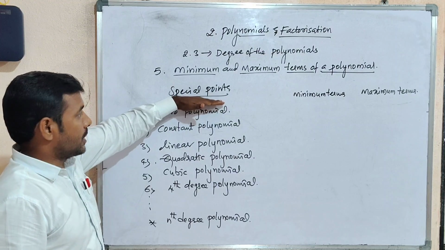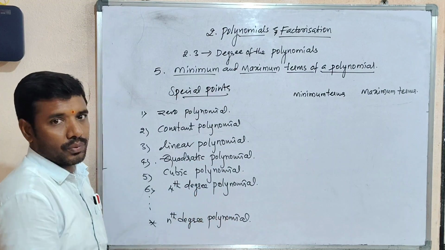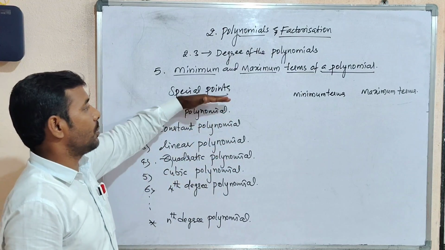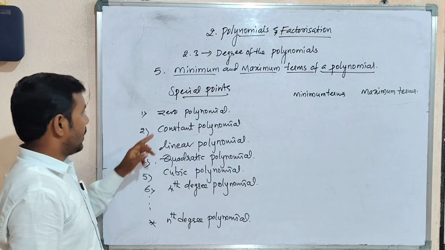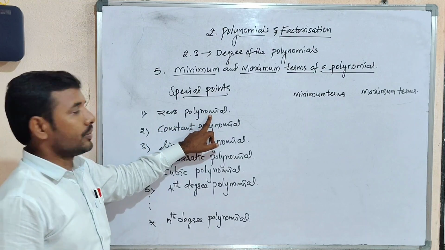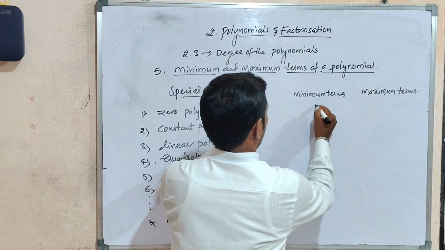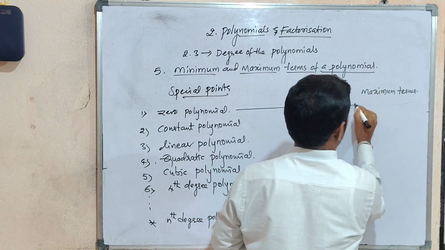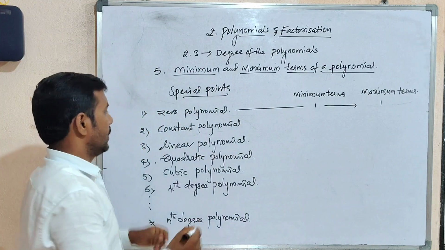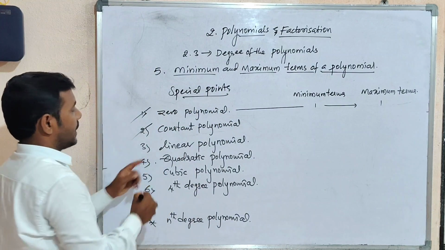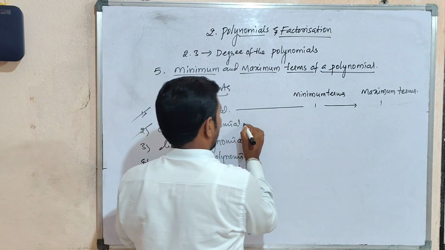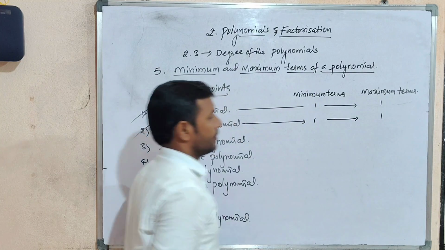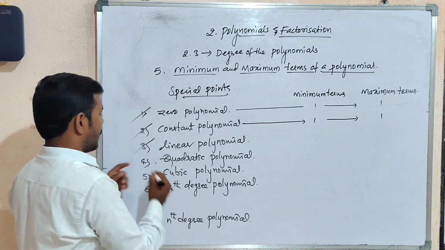Now see the special points. Previously we discussed a few things. Based on that, we have to list out the special points. Let us say them one by one. Zero polynomial: minimum terms 1, maximum term is also 1. Now let us go with the second, that is the constant polynomial. In that, minimum term 1, maximum term 1. Got it?